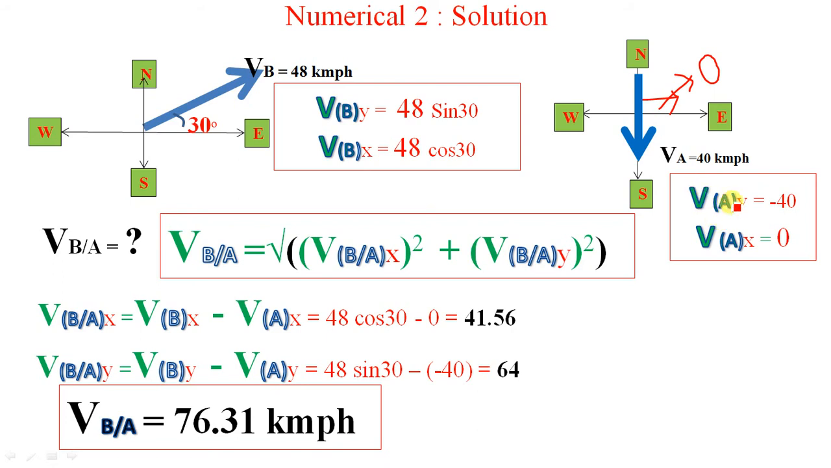So VAY is minus 40. Y is minus because it is in the negative direction of y, and VAX is 0 because it is truly on the y-axis.